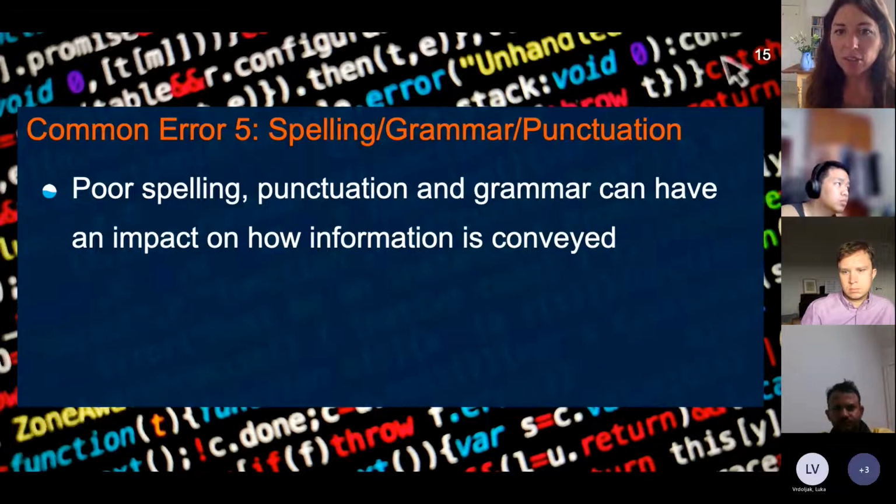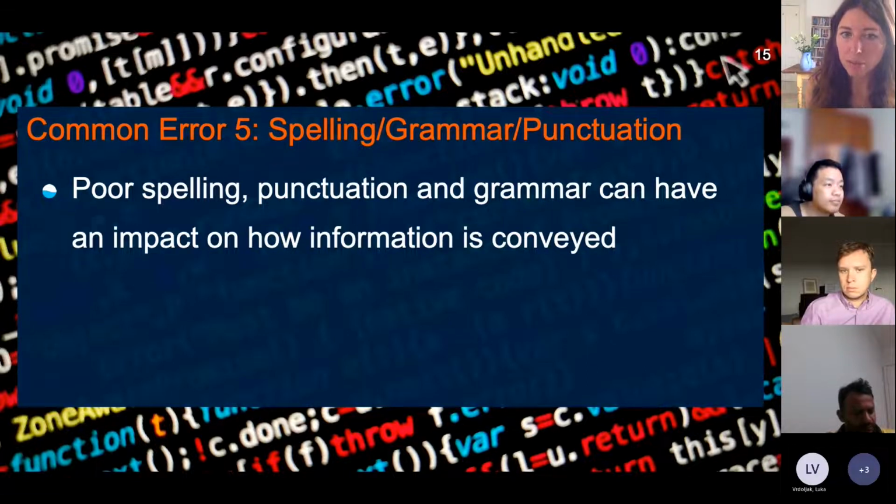The fifth error, which relates to the points I mentioned earlier, is spelling, grammar, and punctuation. There are not too many excuses you can make about this, because we have so many spell checkers and everything else in programs these days that you can make sure everything is grammatically correct and that you're using punctuation effectively. Because it does have an impact on how information is conveyed, and it can lead to losing marks unnecessarily because things were not proofread properly, for instance. So I always recommend people to read their work aloud.